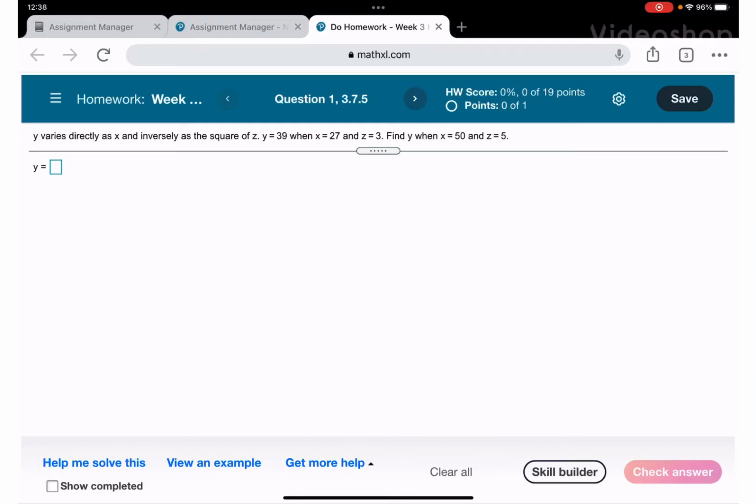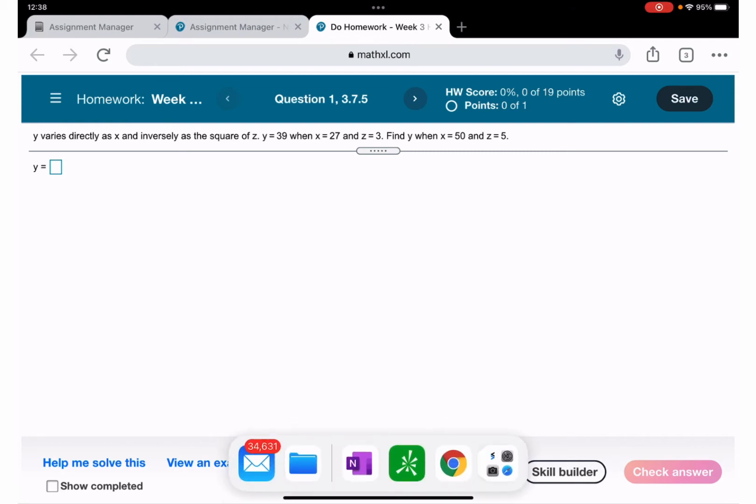We're going to work on problems for week 3. So, what do we have? Question number 1. Y varies directly as x and inversely as the square of z.